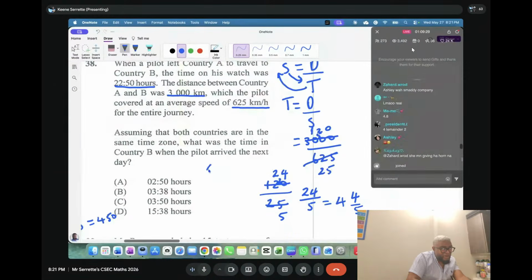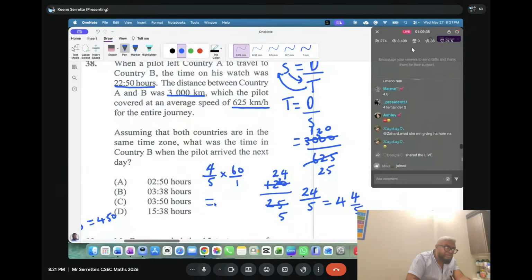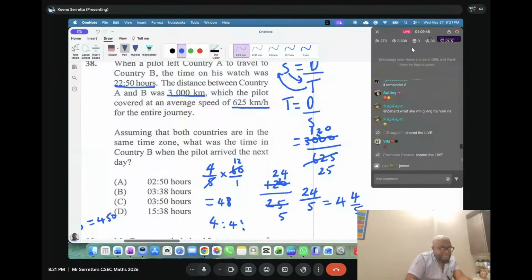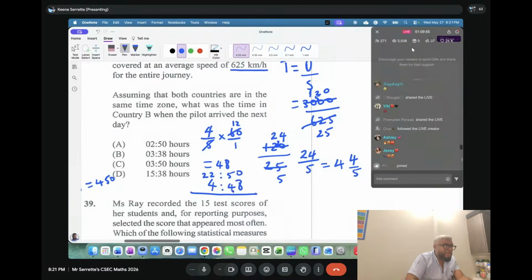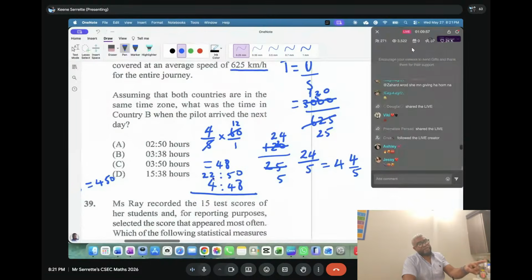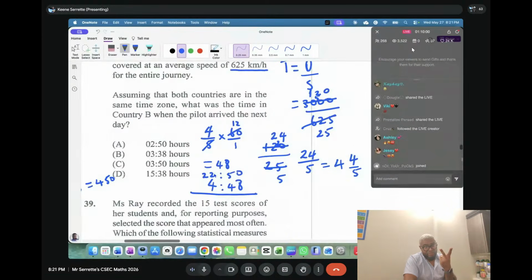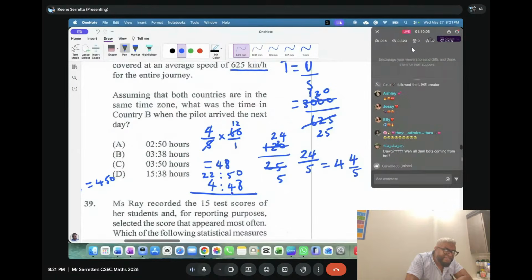What is 4/5 of an hour? 4/5 of 60. Let me make sure: 5 into 60 will be 12, so this will be 48 minutes. So we're dealing with 4:48. All right? So when we add this, 22:50 plus 4:48, what are we getting? When you add 50 to 48, you get more than an hour.